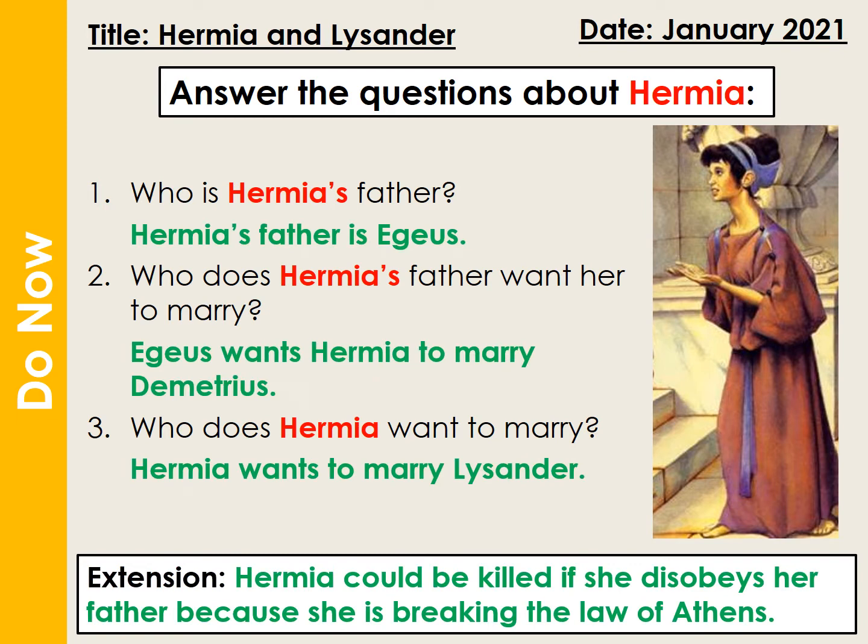In terms of answers, what you should have is that Hermia's father is Aegeus. Make sure you've got that spelling right, that it is a G spelling, but it sounds like a J. Aegeus wants Hermia to marry Demetrius, but Hermia actually wants to marry Lysander. Now, Hermia has been told that if she does disobey her father, she could be killed, or at the very least sent to a nunnery, so she is allowed to love no one except for God for the rest of her life.